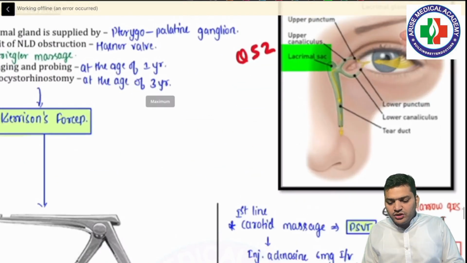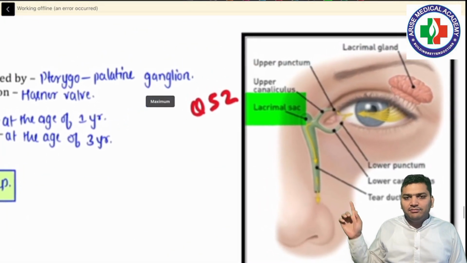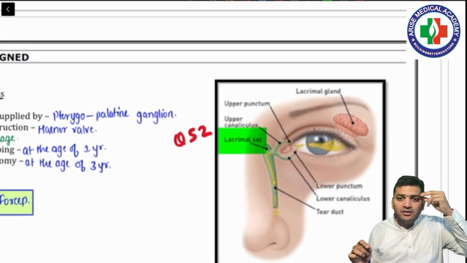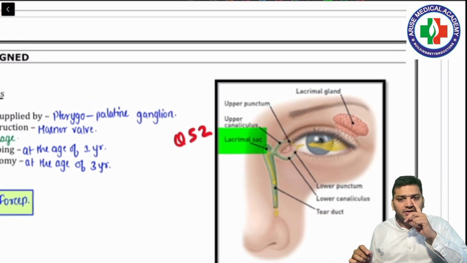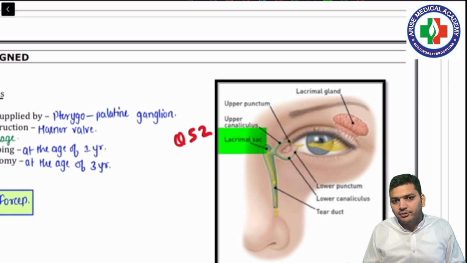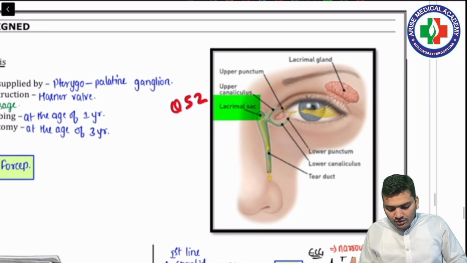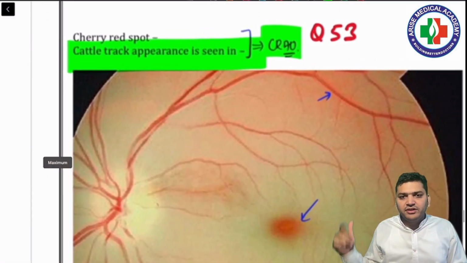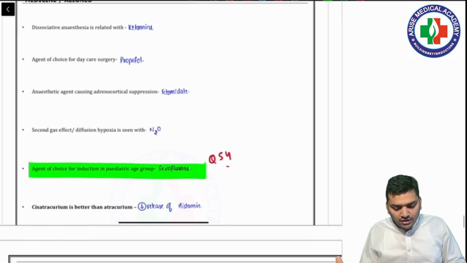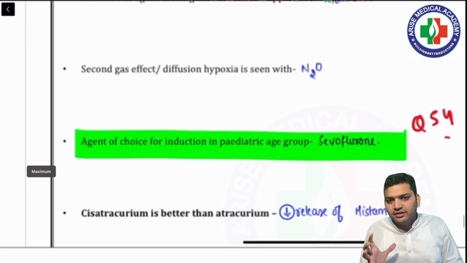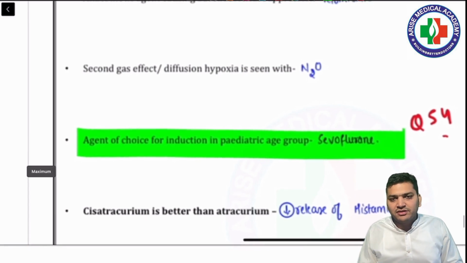Then there was a question on the lacrimal sac. You can see we have clearly mentioned in the diagram that the lacrimal gland is in the outer superior quadrant, but the sac is on the medial floor of the orbit. You can see in the diagram also. Then it's clear cut, the cherry red spot is seen in CRAO. Then from anesthesia, the agent of choice for induction in the pediatric age group, which we have discussed, is sevoflurane.